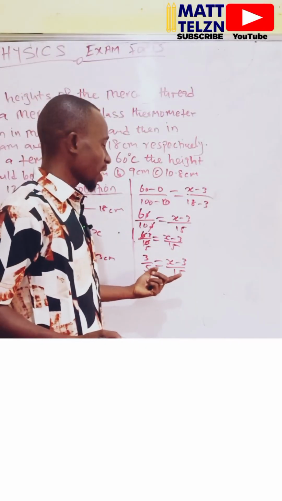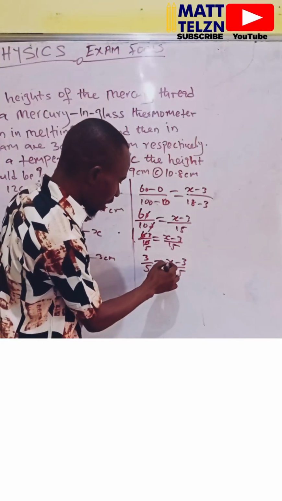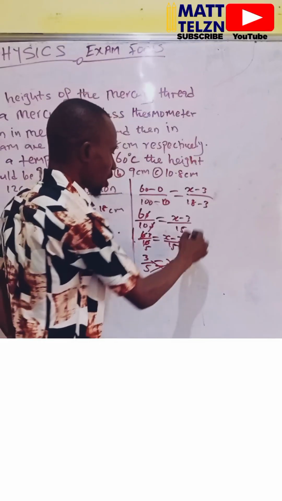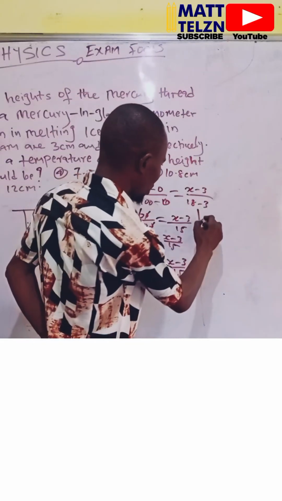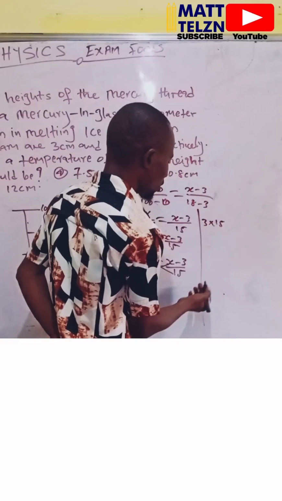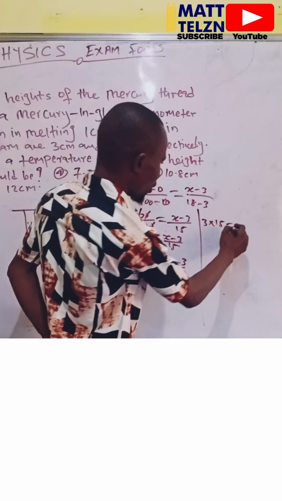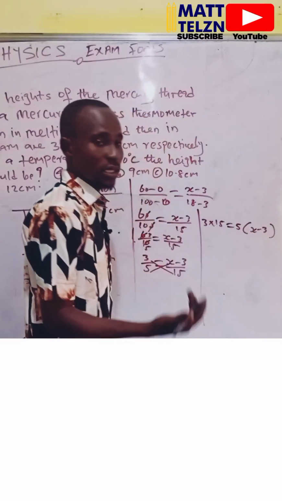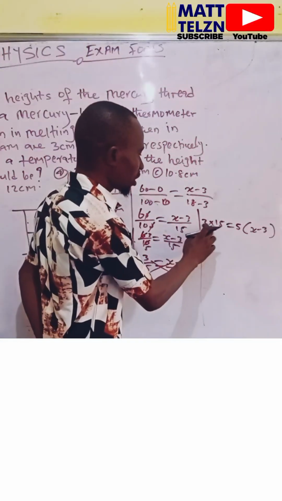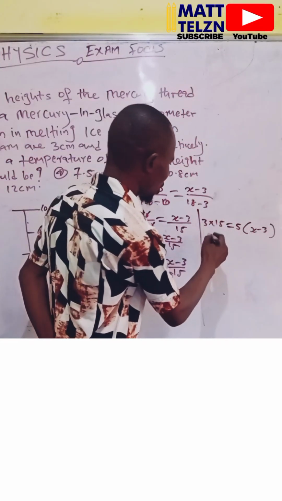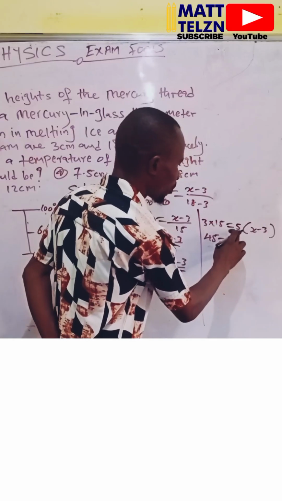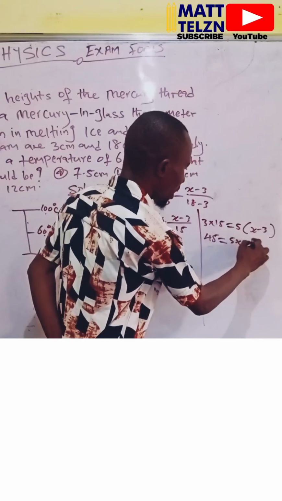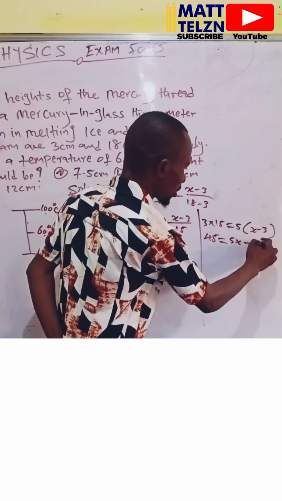The next principle I'm going to apply here is cross multiplication. That is, everything here will multiply this, right? So what I'm going to have is 3 times 15 equal to 5 open bracket x minus 3. This is my expression, right? So 3 times 15 is 45, equal to, opening the bracket, 5 times x, 5x, minus 3 times 5, which is 15.